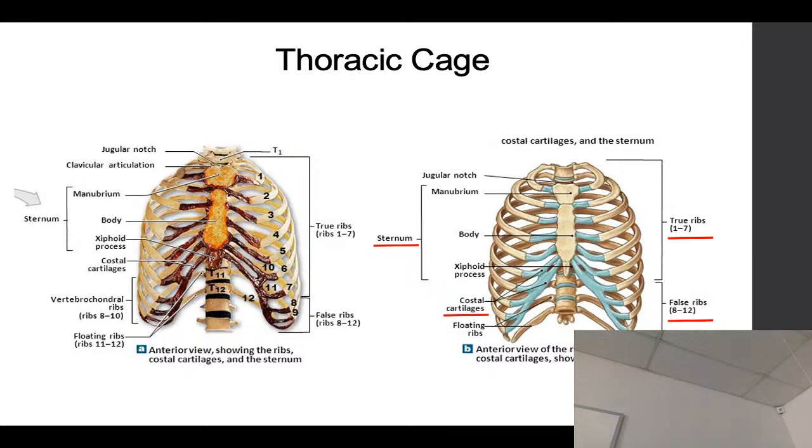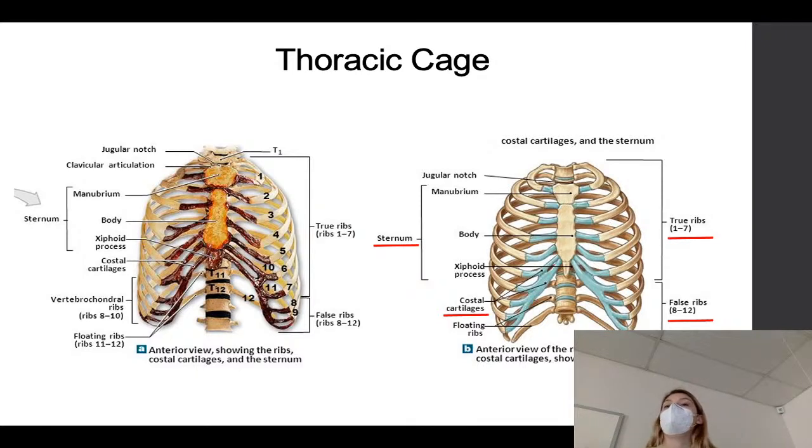And of course, we know that the whole function of the thoracic cage is to protect the heart, which is sitting here, and our lungs, and then our kidneys. So it's protecting our internal organs. So with our rib cage, we're going to have 12 ribs. The first 7 are going to be true ribs, while 8 through 12 are going to be false ribs, and our last 2 ribs are going to be floating ribs.